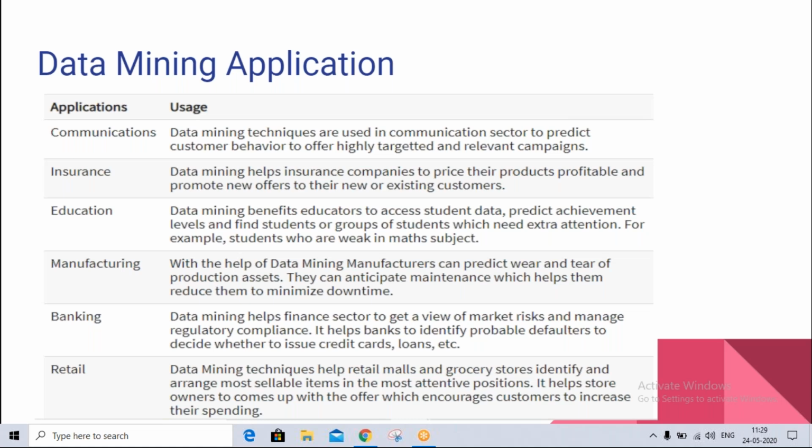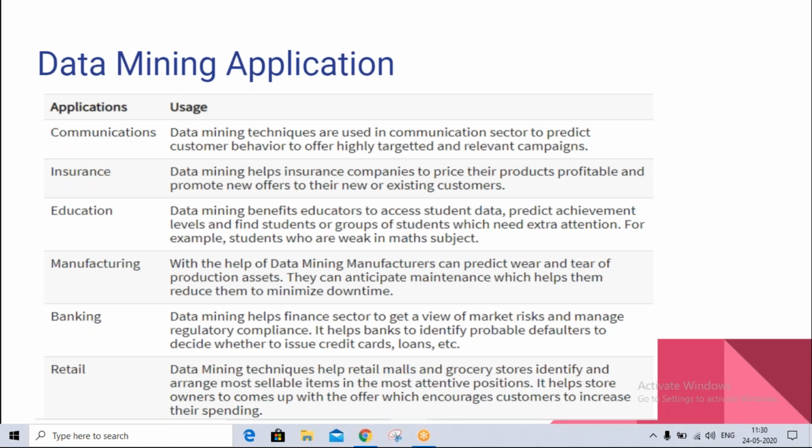Then in the banking sector, data mining helps the finance sector to get a view of the market risk and manage the regulatory compliance, basically with the help of RBI. It helps banks to identify the probable defaulter and to decide whether to issue the credit card, loans, etc. Then in the retail sector, data mining techniques help retail malls and grocery stores identify and arrange the most sellable items in the most attention-grabbing positions possible. So the items which are going to sell more, they are going to put them nearby the front door.